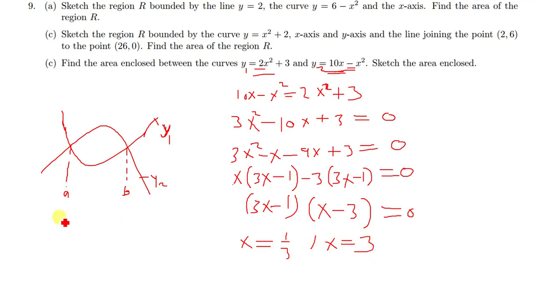So our a there will be 1 over 3, and then our b will be 3, meaning our lower limit is 1 over 3 and then our upper limit is 3. So here it's just now the matter of integrating.